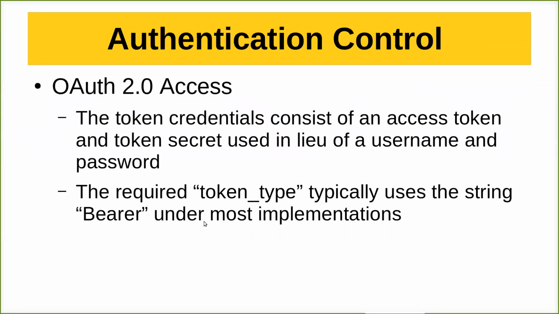I'm not going to go into OAuth a whole lot, but just real quick, high level, the token credentials consist of an access token and token secret used in lieu of a username and password. And the required token type typically uses the string bearer under most implementations. It would be very rare to see anything else. So essentially you have an access key and it's going to be presented as the bearer of that key that gets passed along to OAuth.